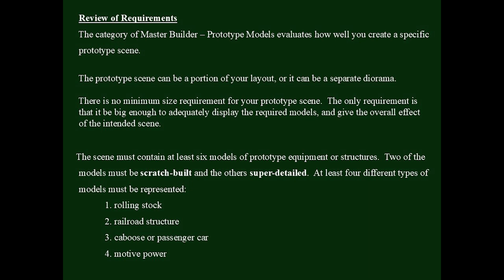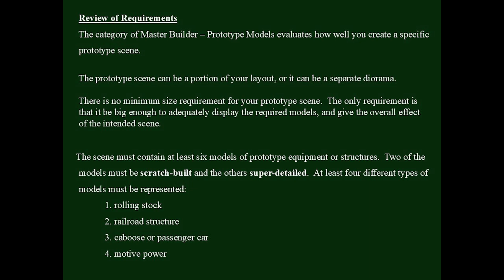When selecting a prototype scene for this category, it is important to keep the requirements for the certificate in mind so that you know you will be able to meet all of the specific requirements. So let's review them briefly here. The scene must contain at least 6 models of prototype equipment or structures. 2 of the models must be scratch built and the others super detailed. Now, in part 1 of this series, I reviewed the NMRA's definitions for scratch built and super detailed, so you can consult the video for that.